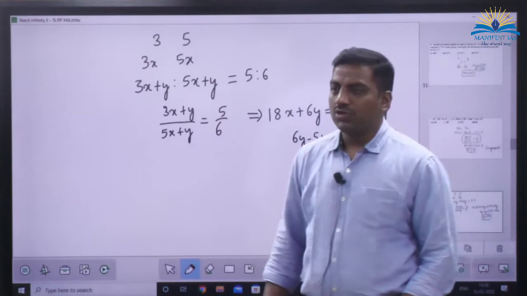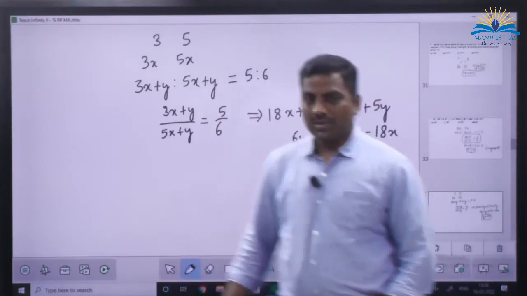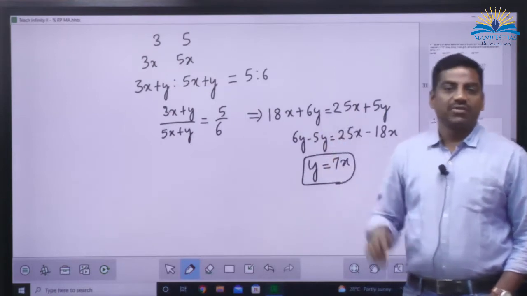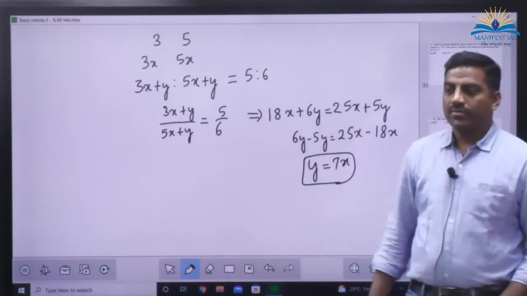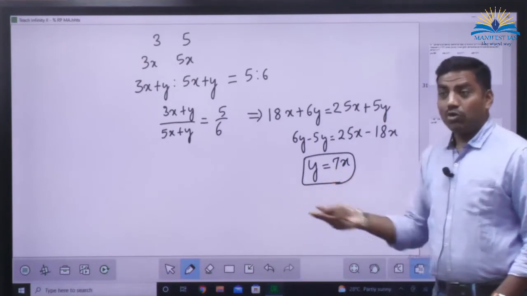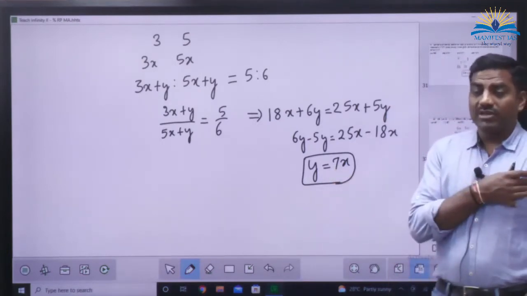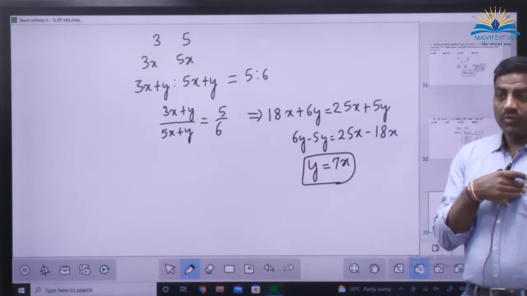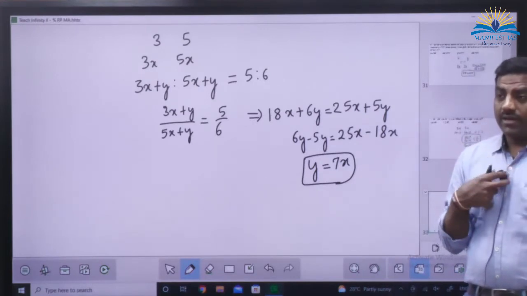Can we get the complete solution? Now tell me, with whatever we have, tell me the value of x and y. This is one equation in two variables. I need one more equation, but that data is not there with me. So we don't get a complete solution when, what?